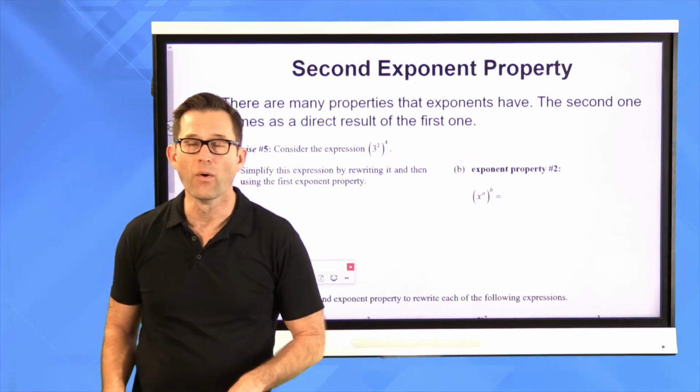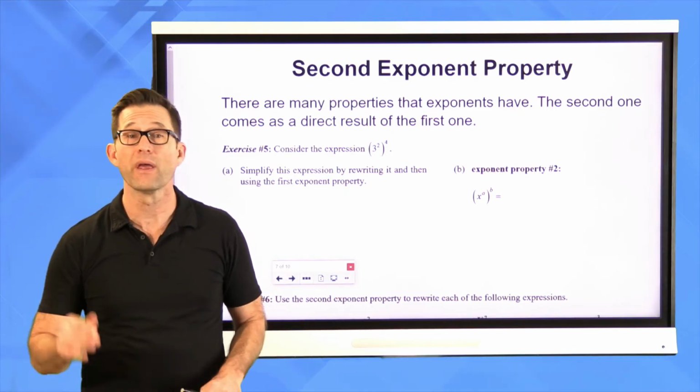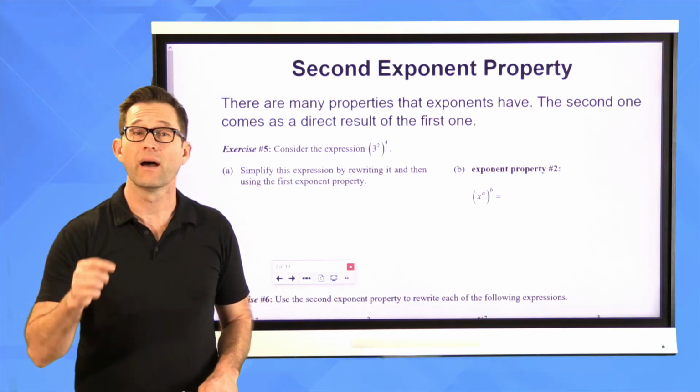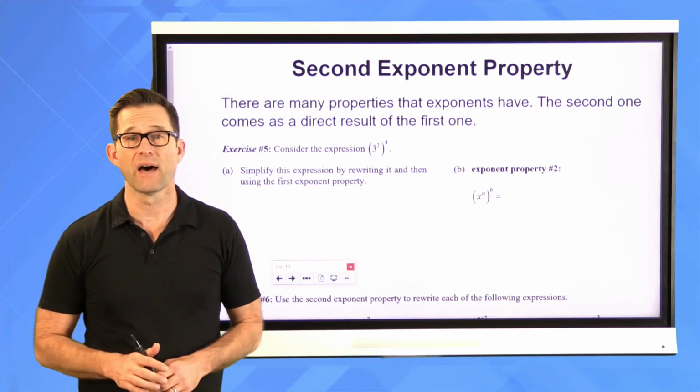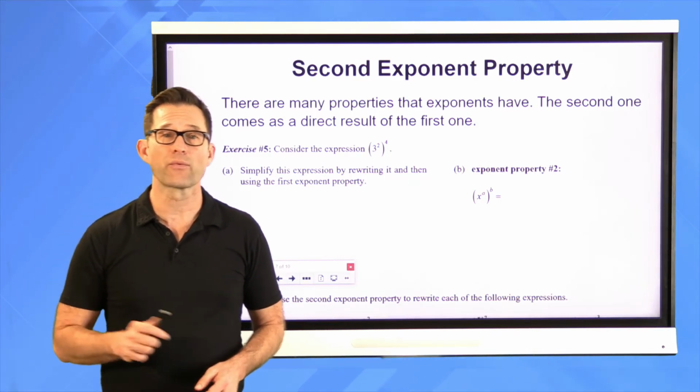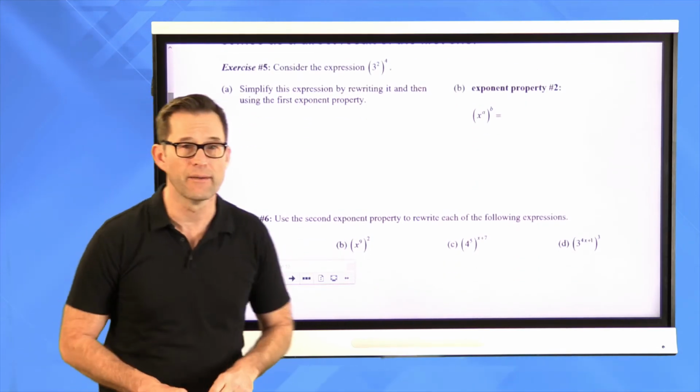All right, now the second exponent property. Wow, we just spent a lot of time on the first exponent property, and yet there's a second one that comes right from the first one. There are many properties actually that exponents have. The second one is a direct result of the first one. So let's take a look at it and make sure we understand it.